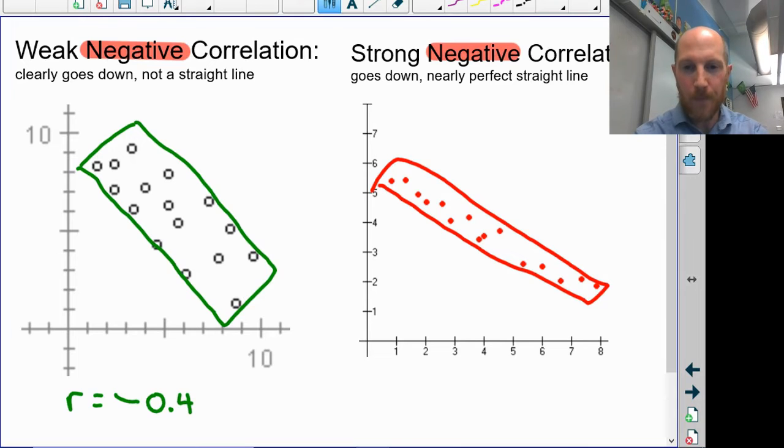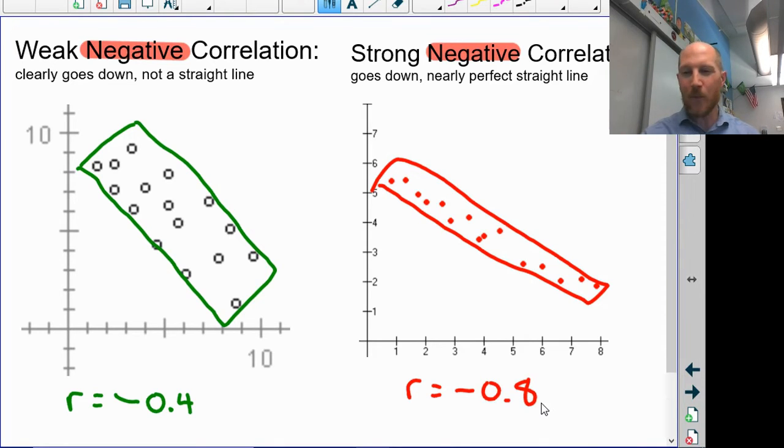And this red one also will be negative because it's going down, but these dots are not quite as close to being a perfect straight line as the strong positive correlation on the previous screen was. So I might call this one negative 0.8.